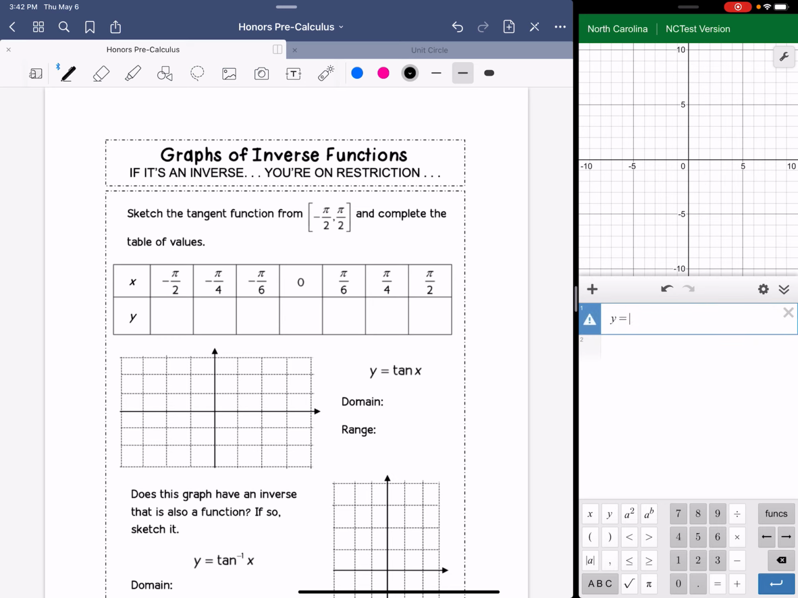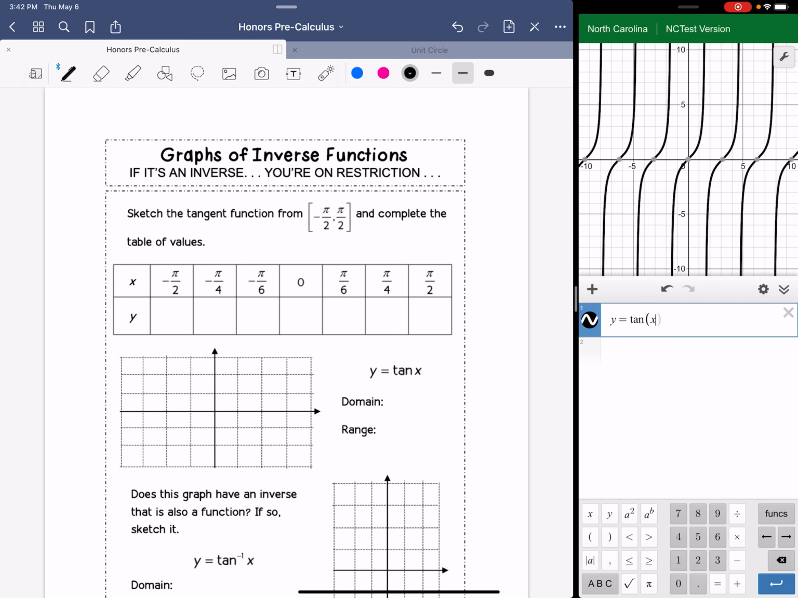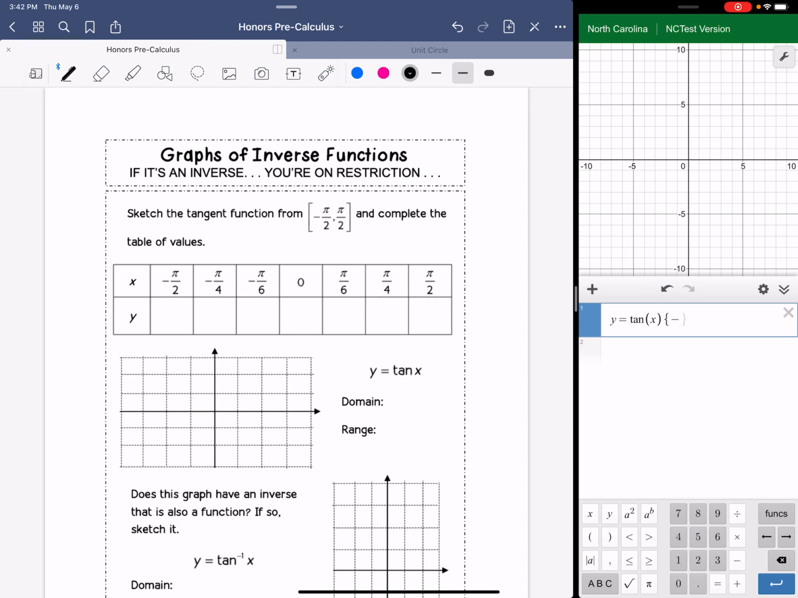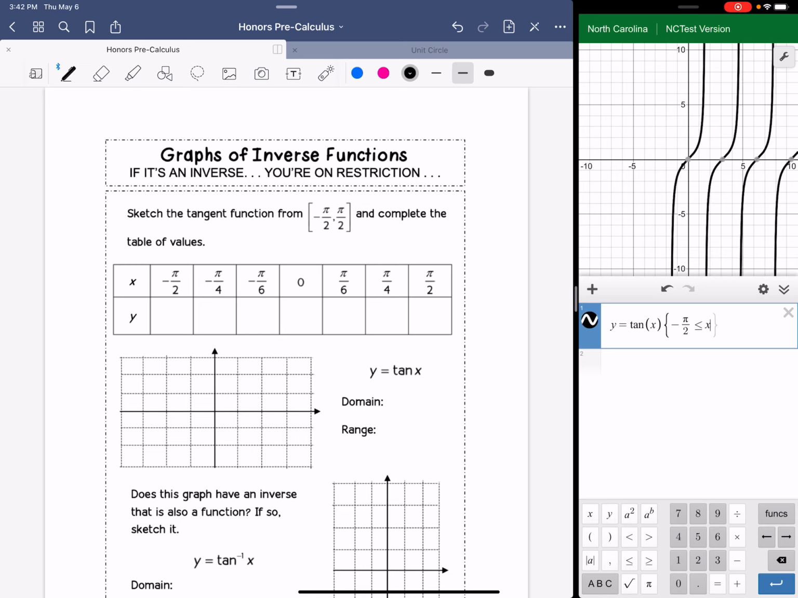So we have y equals the tangent of x. Remember we have those vertical asymptotes. So we're really going to only be looking at that one section, from negative pi over 2, and we're going to restrict that x value so that it's pi over 2.